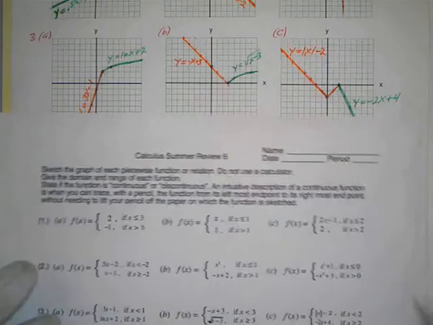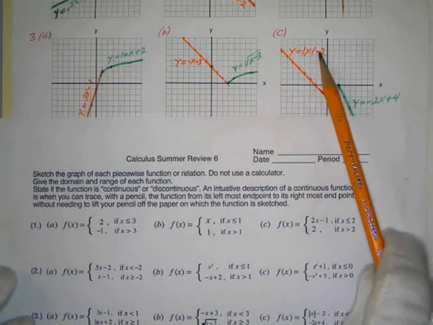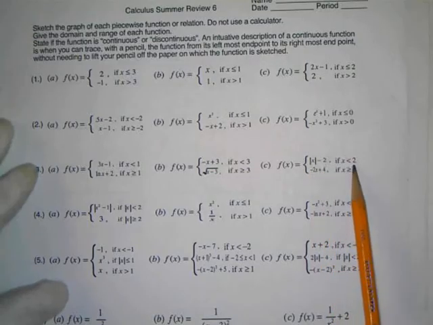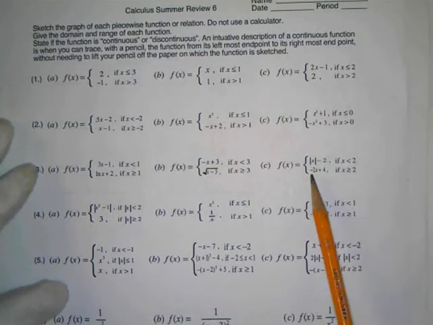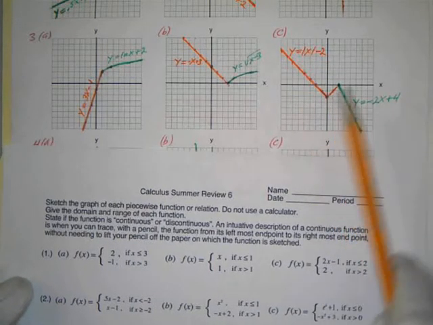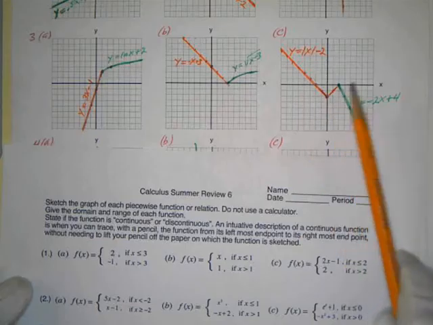And then letter C, we have the absolute value function. So this was the one that was shaped like a V, except it's shifted down 2. Okay, so it's the absolute value of x minus 2 if x is less than 2. And if it's greater than or equal to 2, it's this line, negative 2x plus 4. So I shift this down 2, so it's like my V. And the slope is either negative 1 or positive 1.